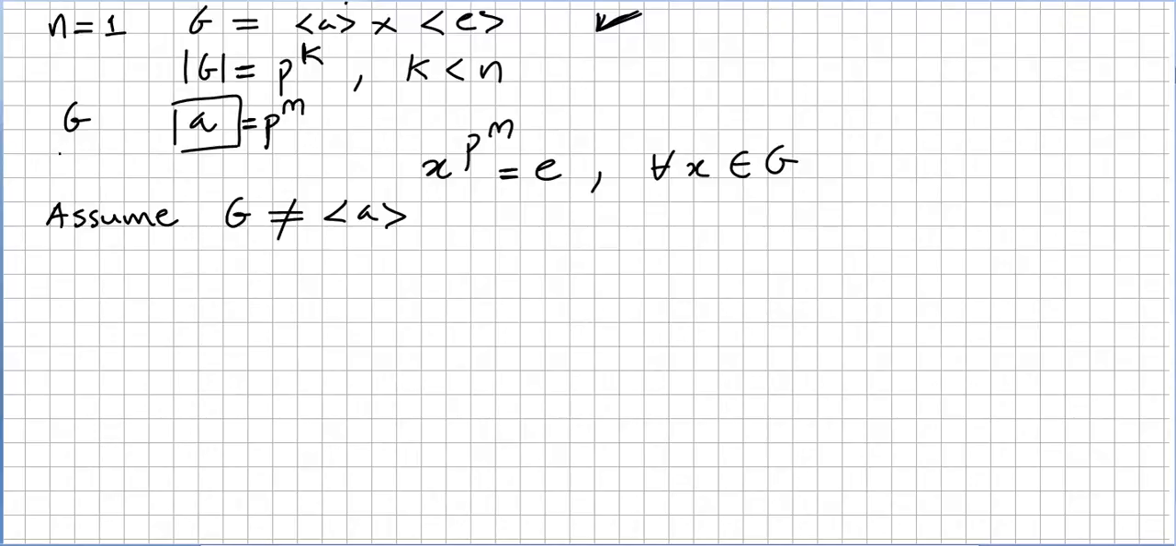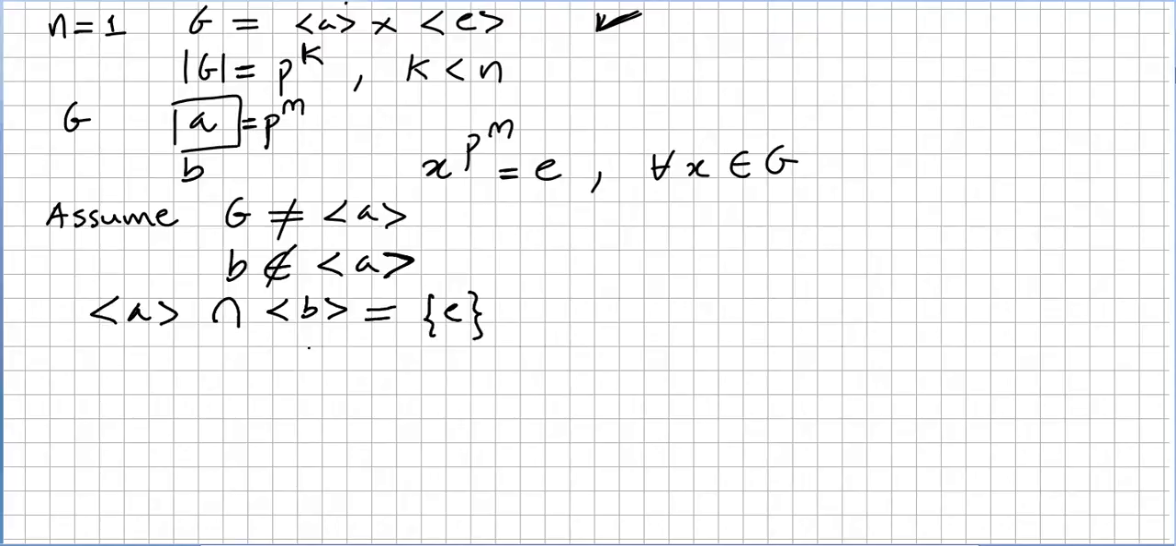And let us go back to G and pick another element, an element that we are going to call B. But we want B not in the set generated by A. What can we say? I say that the set generated by A, this element of order p to the power of m, intersected with the set generated by B will be the identity. That's what I claim.